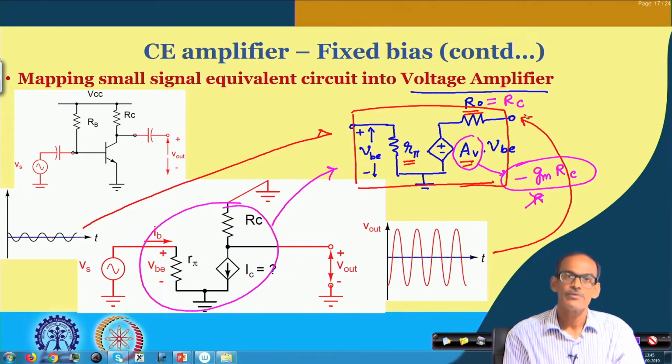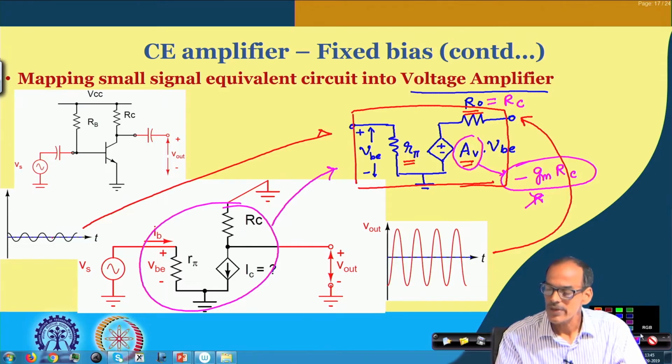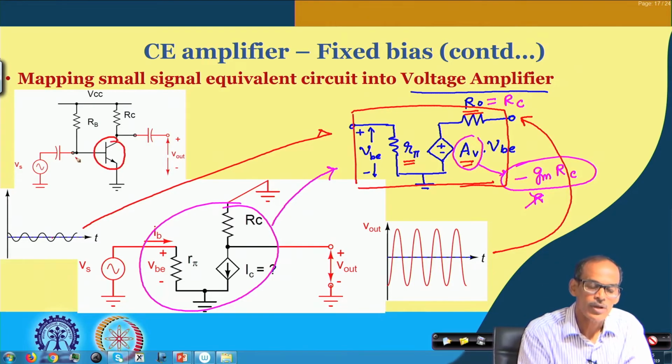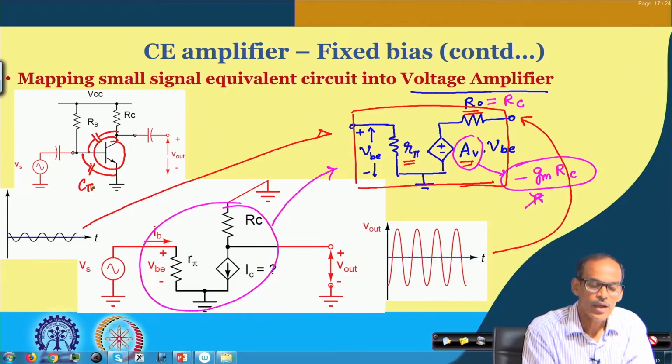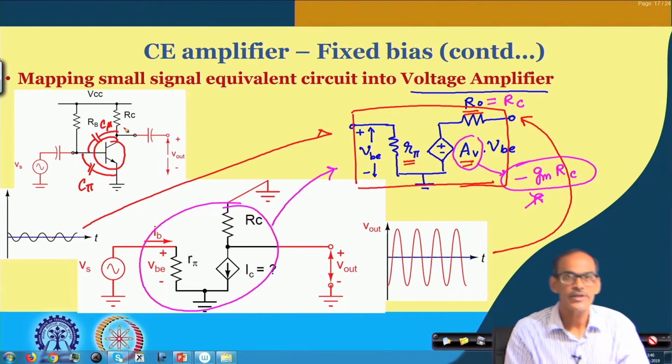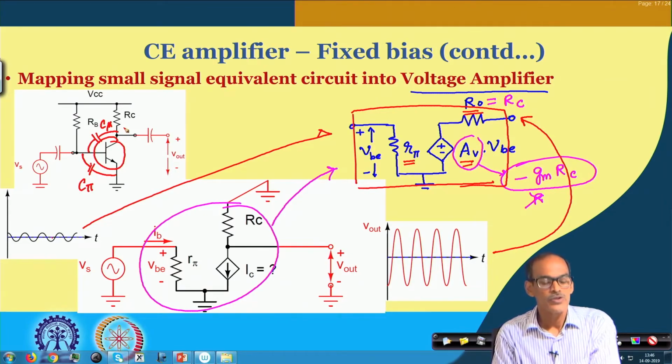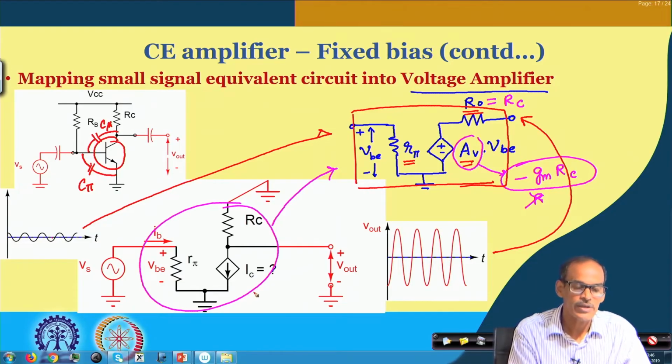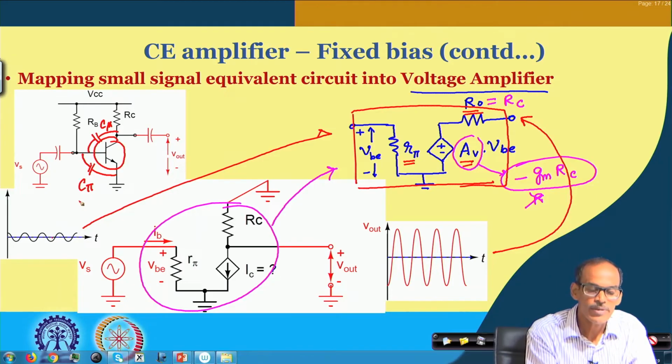Note that this model is valid for low frequency as well as in the mid range frequency. However, if you go to higher and higher frequency, then this device may have its own parasitic capacitances. One from base to emitter, and another from base to collector. The base to emitter capacitance is referred to as C pi, and then we have the C mu. These are essentially small signal capacitances associated with the BJT. So, if we are considering the small signal equivalent circuit in the high frequency range, then these capacitors pop up again, and we need to consider C pi and C mu.